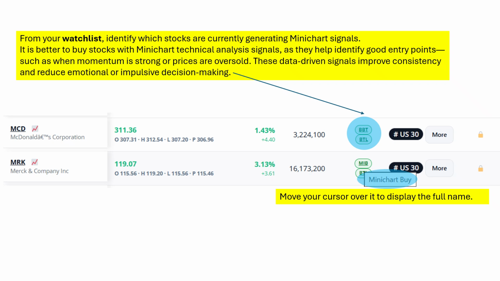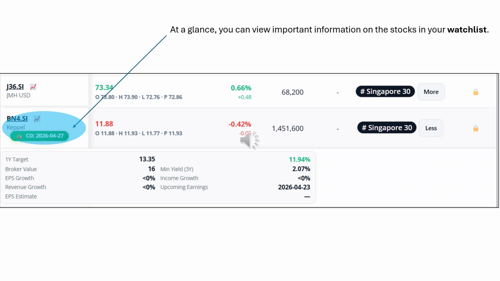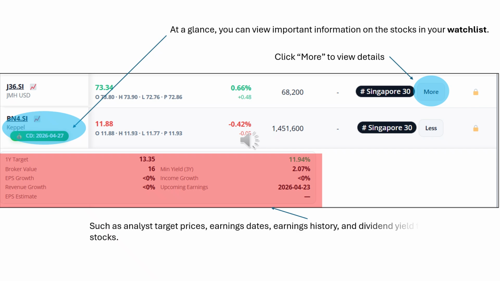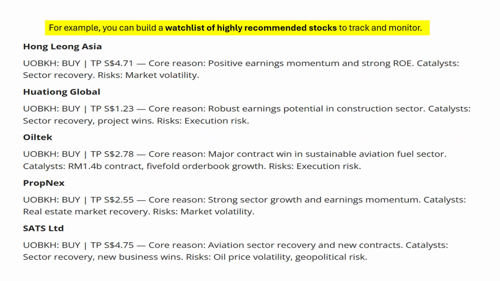Move your cursor over it to display the full name. At a glance, you can view important information on the stocks in your watch list. Click More to view details. You can view details such as analyst target prices, earnings dates, earnings history, and dividend yield for the stocks. For example, you can build a watch list of highly recommended stocks to track and monitor.